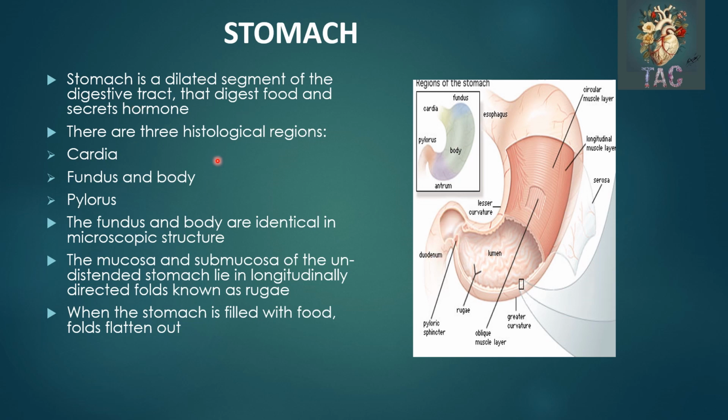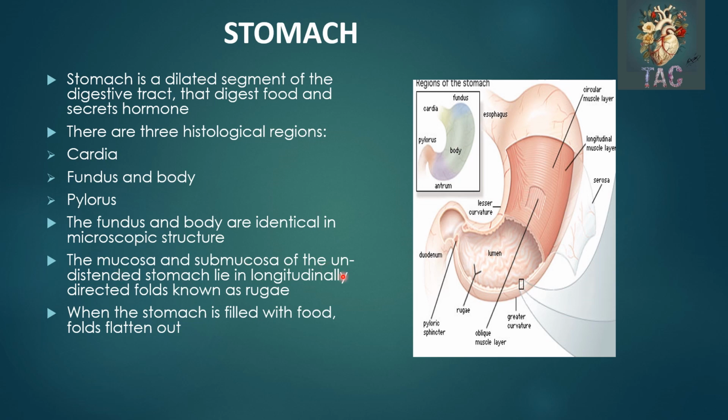Histologically, you can see three different parts of the stomach. These are the cardiac part, the pyloric part, and the body. The cardiac part is the part of the stomach which is near the esophagus, and the pyloric part is near the pyloric sphincter and connected to the duodenum, and the body or the fundus is the part which is present in between the cardiac and the pyloric parts.